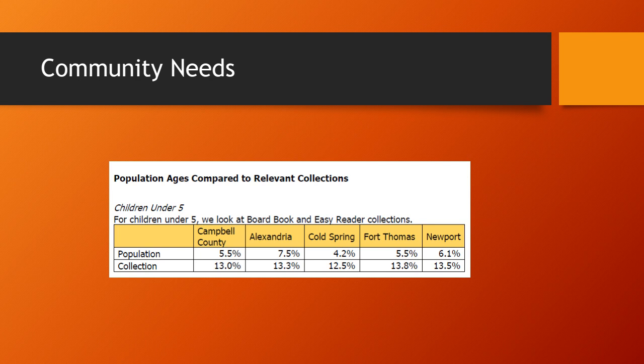So in this particular slide, we're looking at the population of children under 5 and we're comparing them with our collection of board book and easy reader collections. Now, for easy readers and board books, we have to consider how these collections are used. Generally, you don't check out one at a time. You come up with a whole stack of books. So you are going to want those collections to be a bit higher than the population itself.